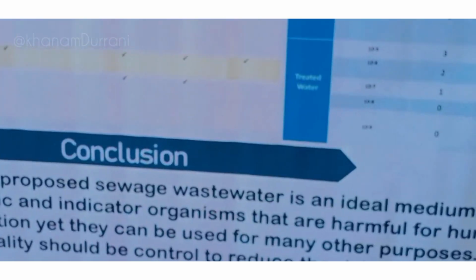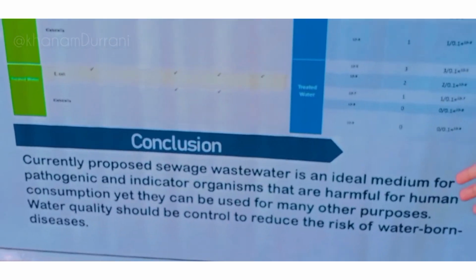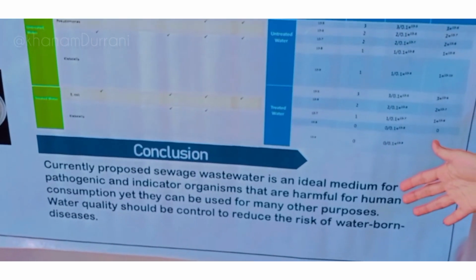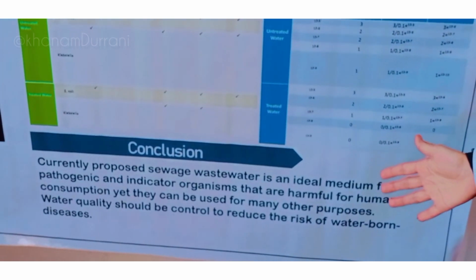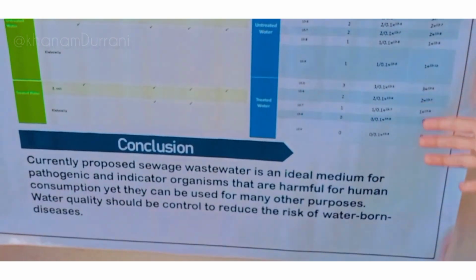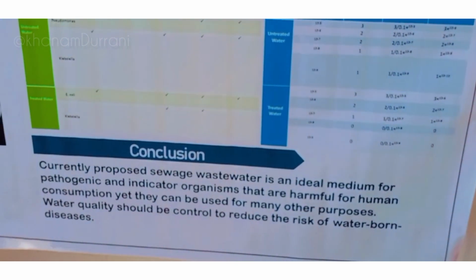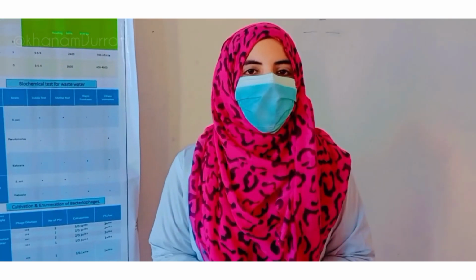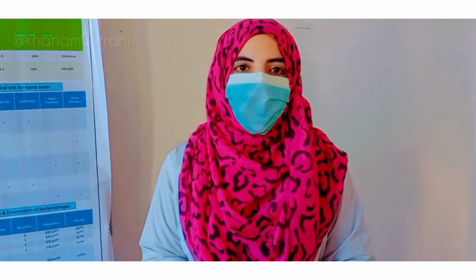I would like to conclude our topic: sewage water is an ideal medium for the growth of pathogenic and indicator organisms, and they are harmful for human consumption, yet the water can be used for many other purposes. Water quality should be controlled to reduce the risk of waterborne diseases. Careful planning, regular monitoring and appropriate treatments are required for the sustainability of water bodies, animals and plants.